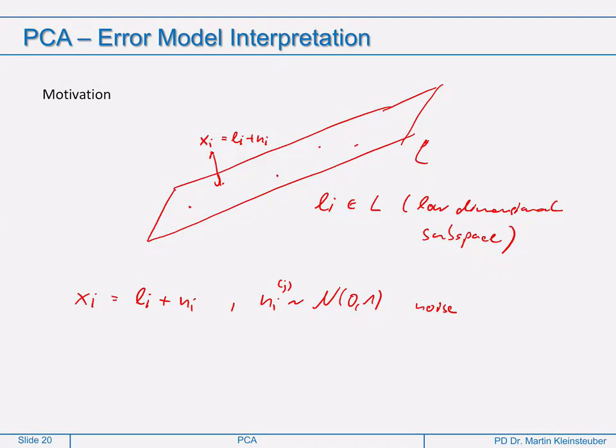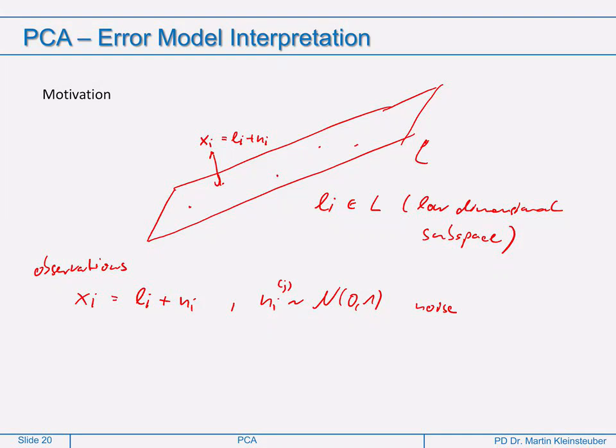Good. So this is the noise model, so that our observations are superposition of a clear signal that should lie in a low dimensional subspace plus some noise, and the noise is Gaussian distributed. That is the idea behind that.